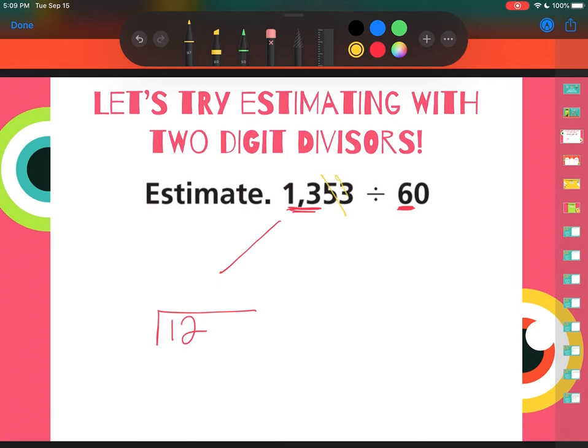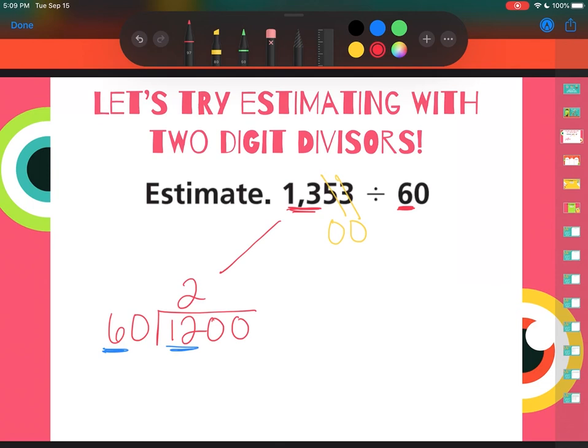I did not use that 5 or 0 or 3, so they are going to become zeros that I attach to the end of my number. So I end up with 1,200 divided by 60. So this I can solve using mental math. But I'm just paying attention to the 12 and the 6 right now. So 6 can go into 12 2 complete times, right?